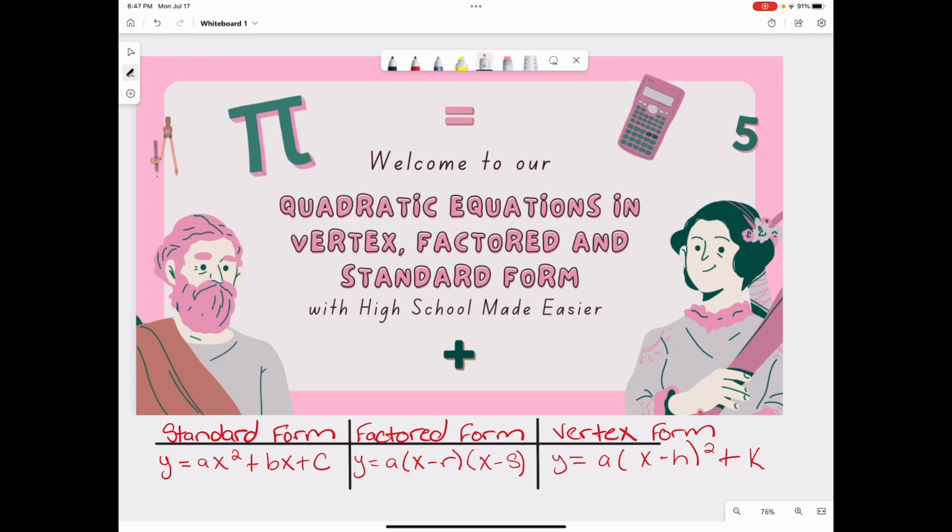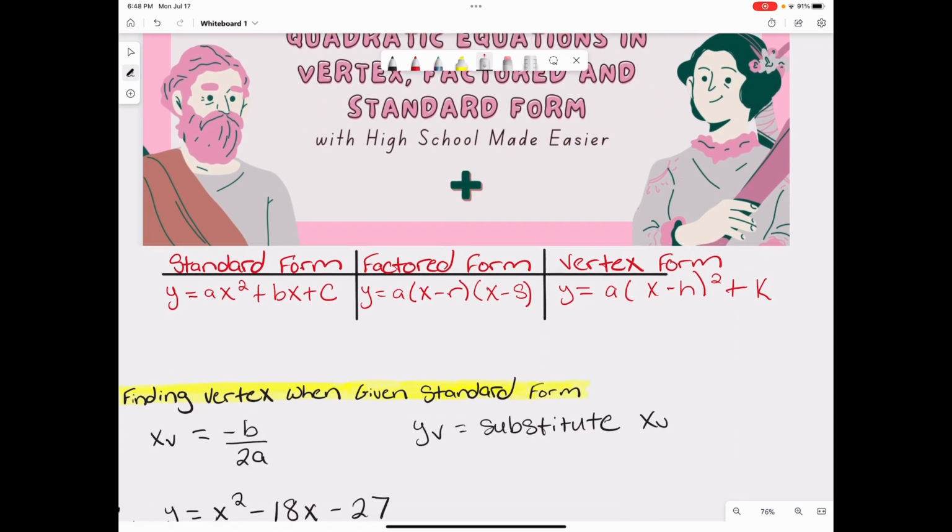And so usually we want things to be in vertex form because it gives us all the information. The a value gives us the vertical or horizontal compression. The h and the k values give us the different types of translations. We're also given the vertex, where those types of information aren't given in standard or factored form. So we can't do things like, for example, graph the parabola.